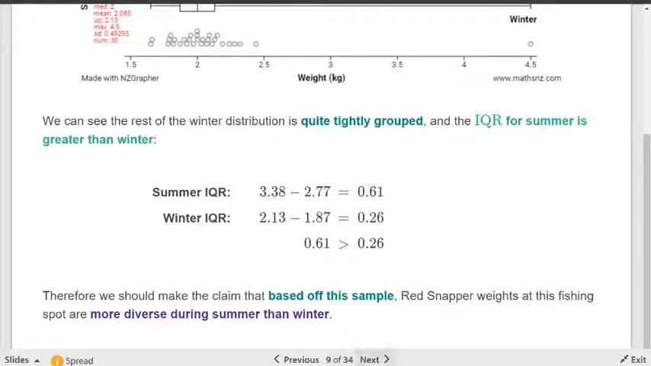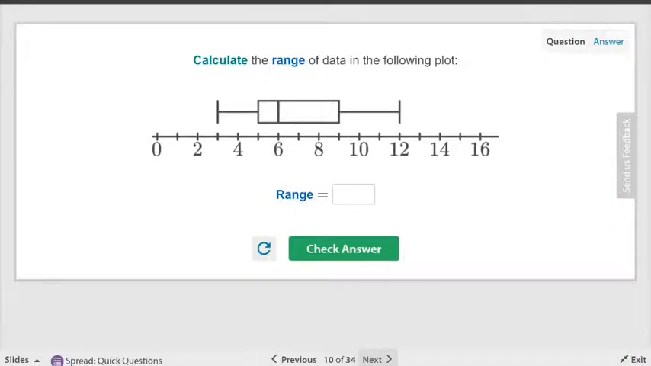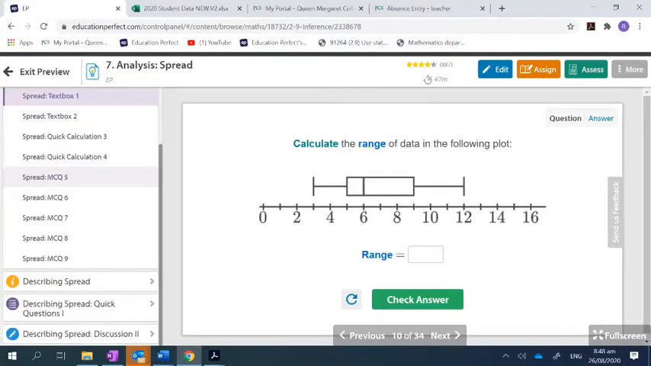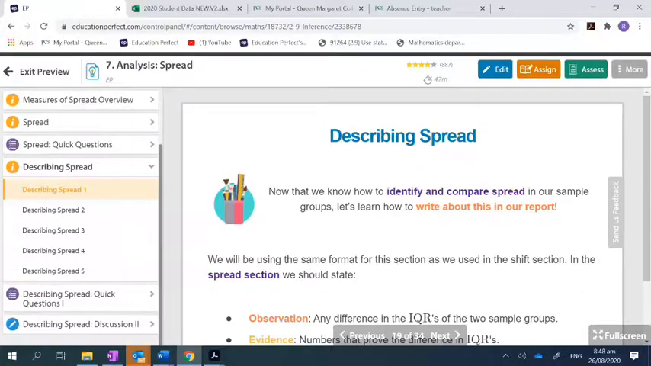All right? Okay. So you're going to have some where you're going to just be reading those ranges or finding those ranges. Make sure you're careful about, are they asking you to find the range or the interquartile range? Let's talk about how to write it up.